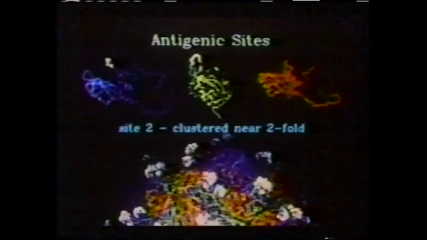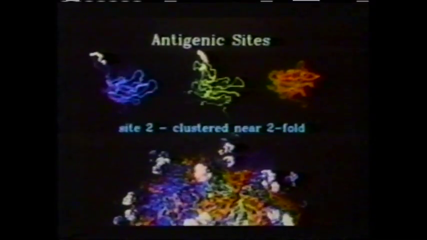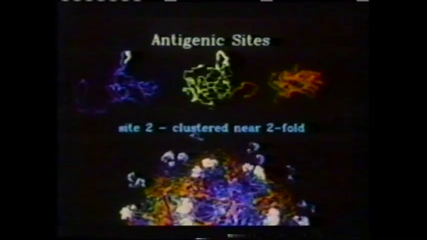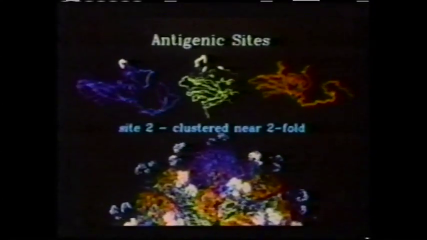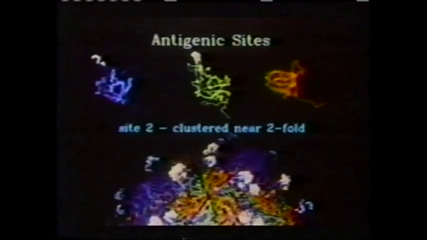The second cluster of mutations includes residues from a large loop in VP1, a large loop in VP2, and residues at the carboxy terminus of VP2. These mutations cluster near the 2-fold axes of the virion.